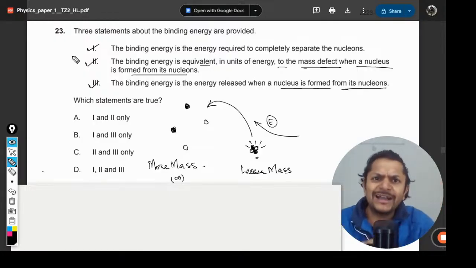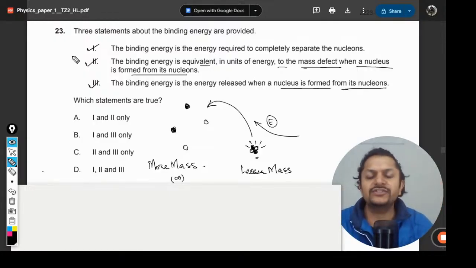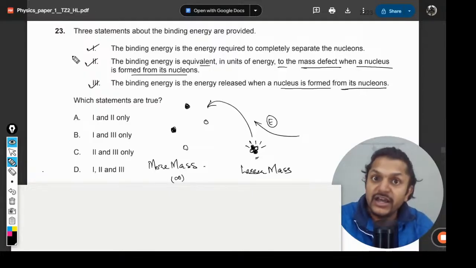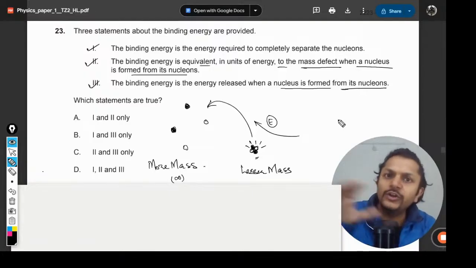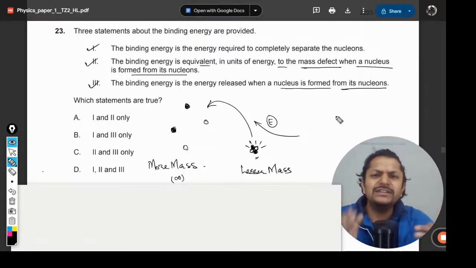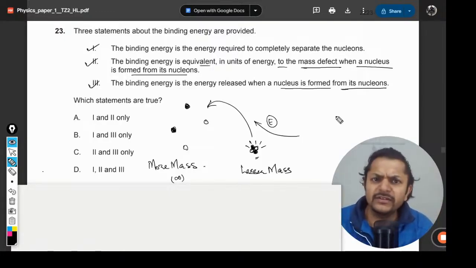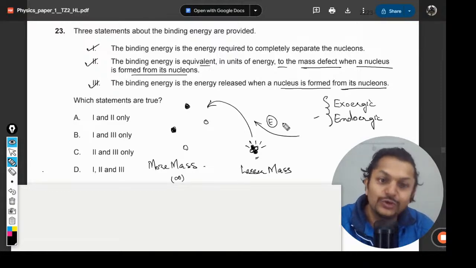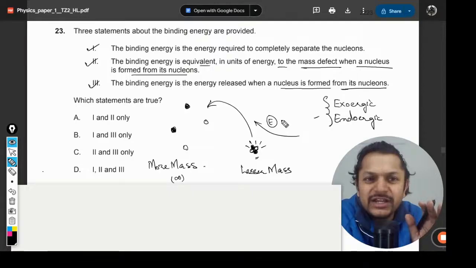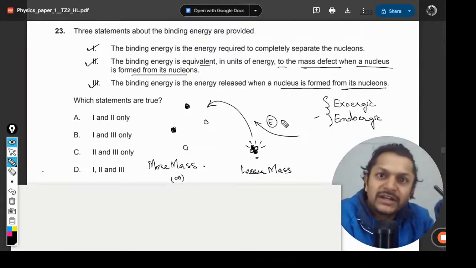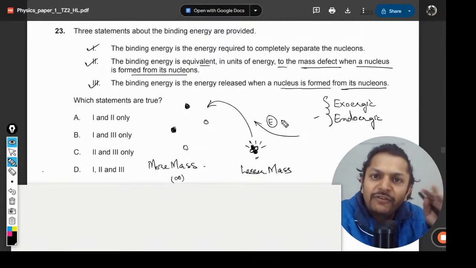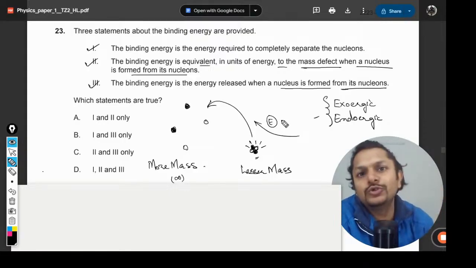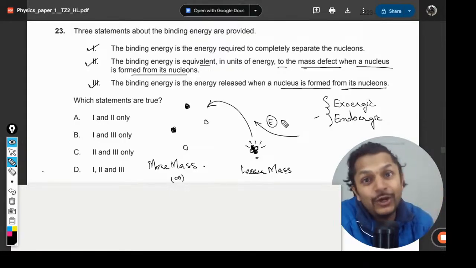You can just call it exoergic. Exoergic nuclear reactions are the reactions in which energy is released. Endoergic are the nuclear reactions in which energy is given. So they are basically reverse of each other, nothing more. Isn't it? Endoergic and exoergic. At this point, the students who have chemistry as a subject, please try to understand endothermic and exothermic are chemical reactions. When you talk about nuclear reactions, we do not use those terms. We use exoergic and endoergic.